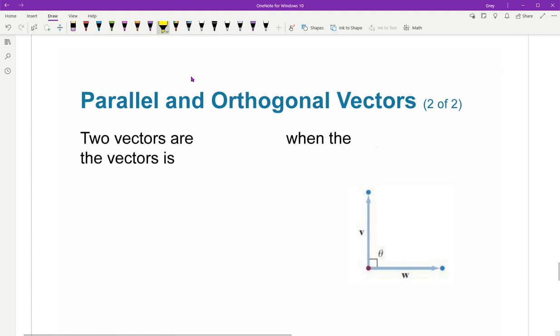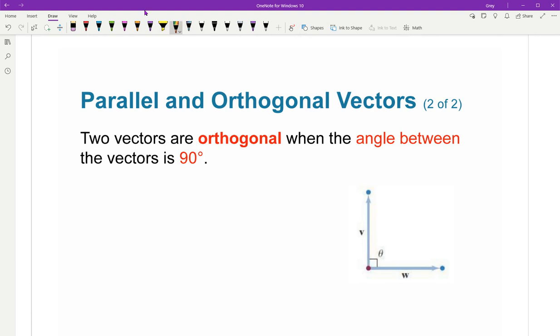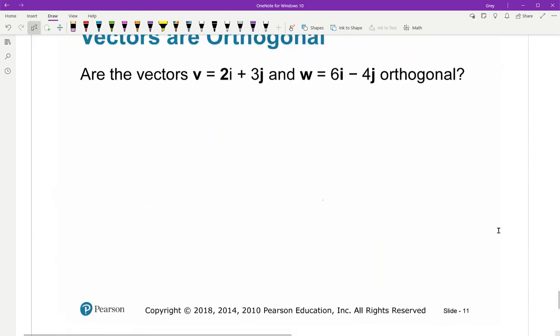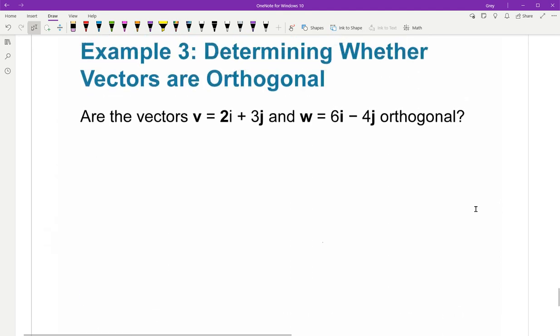They are considered orthogonal when the angle between them is 90 degrees. So in case you haven't figured out, orthogonal, y'all, is just a fancy word for perpendicular. That doesn't really look like the perpendicular sign. Try that one more time. How's that? Okay, so the last example that we have is determining whether two vectors are orthogonal.